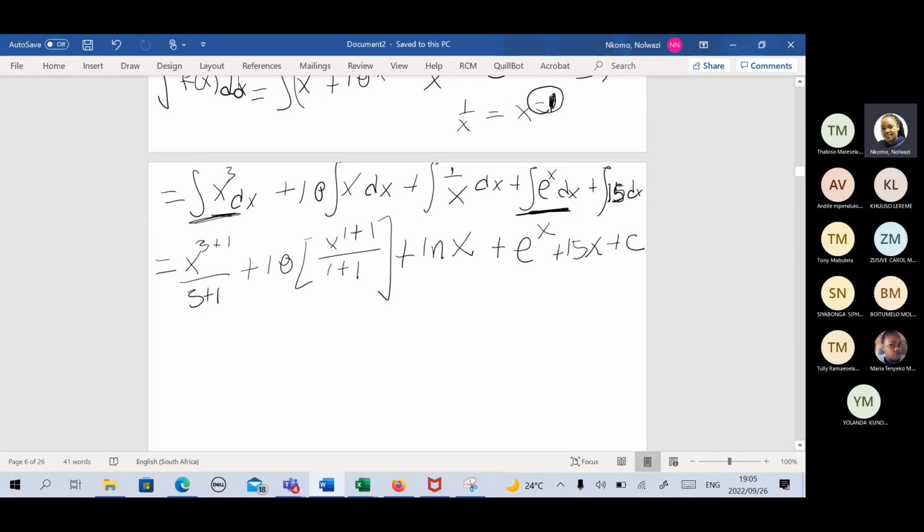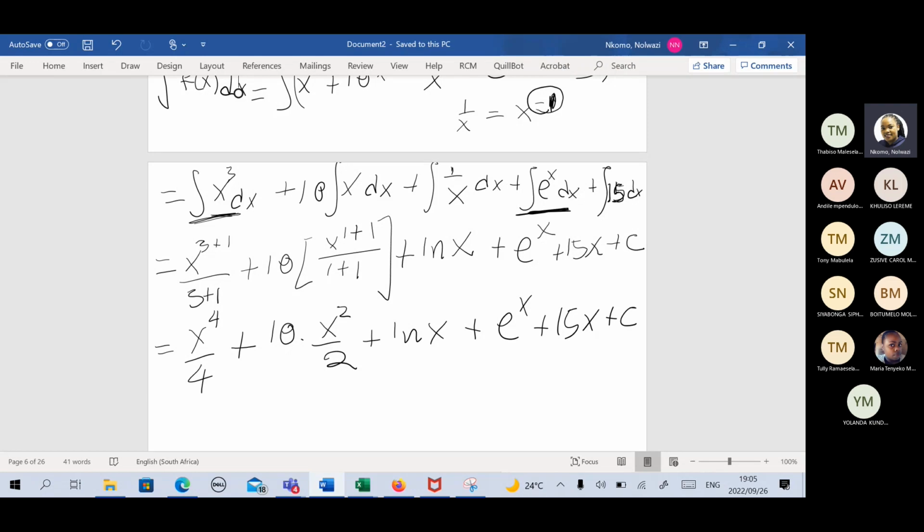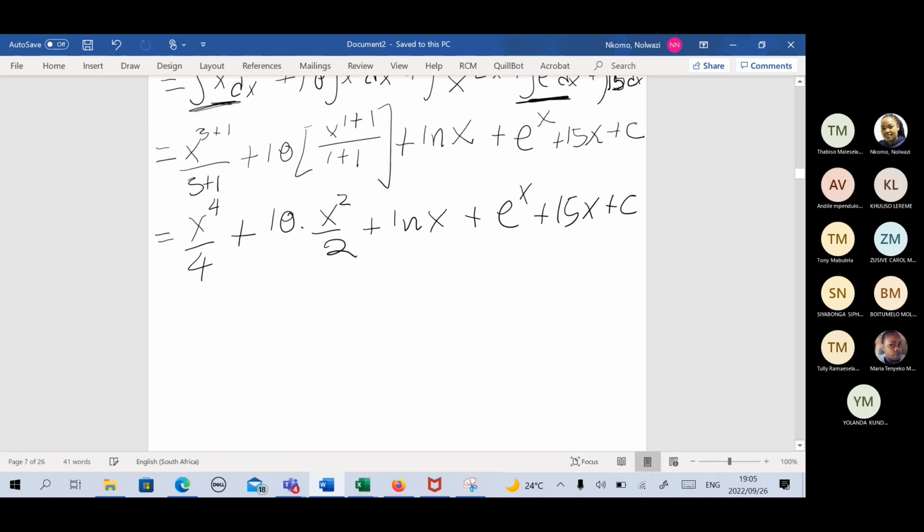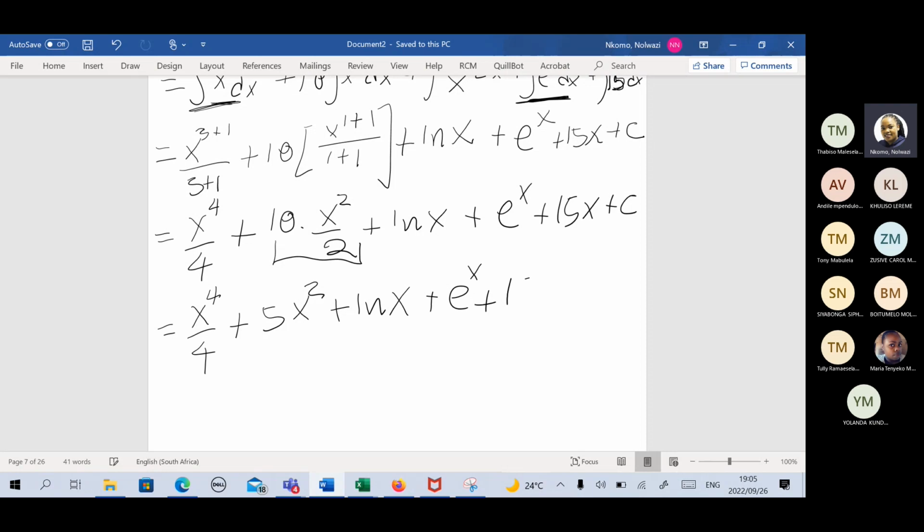Okay. Then the next step is to simplify your function. If we do that, we'll have x to the power 4 over 4 plus 10 times x squared over 2 plus ln x plus e to the power x plus 15x plus c. But we are not done simplifying the function further. Our final answer will be x to the power 4 over 4 plus 5x squared plus ln x plus e to the power x plus 15x plus c, which is the constant of integration. Do we have questions so far?